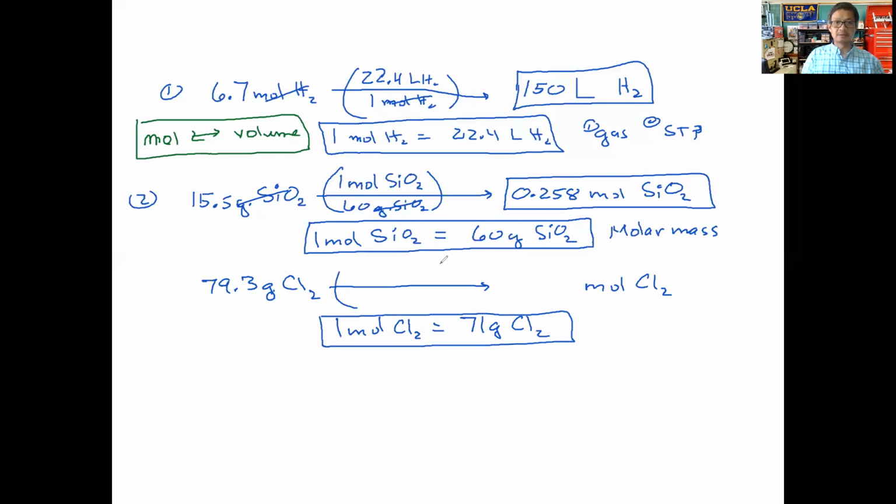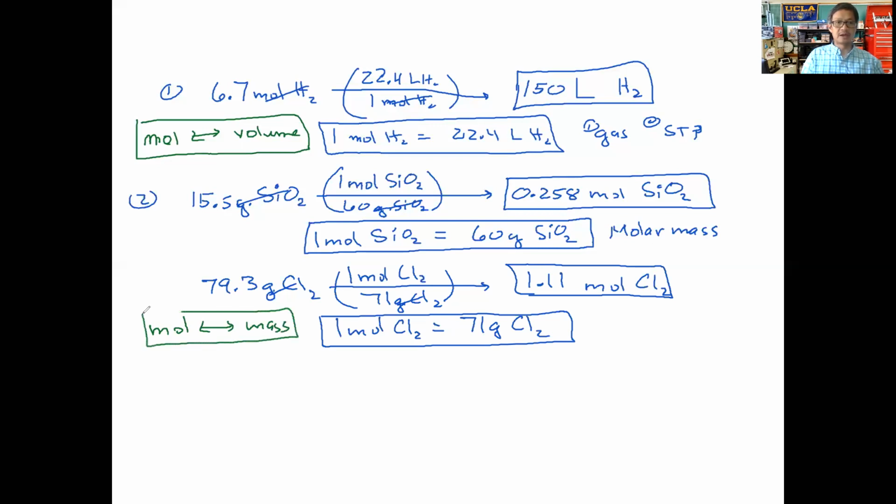So we're going to plug that in as 1 mole. The way that we set it up is exactly the same. It's just going to be a different molar mass, 71 grams of chlorine. That allows us to cancel that unit out, and therefore we end up with an answer of 1.11 moles of chlorine. What we have here is a second type of conversion that we've done already, and this is the moles to mass conversion. Make sure you review that one if you don't remember it.